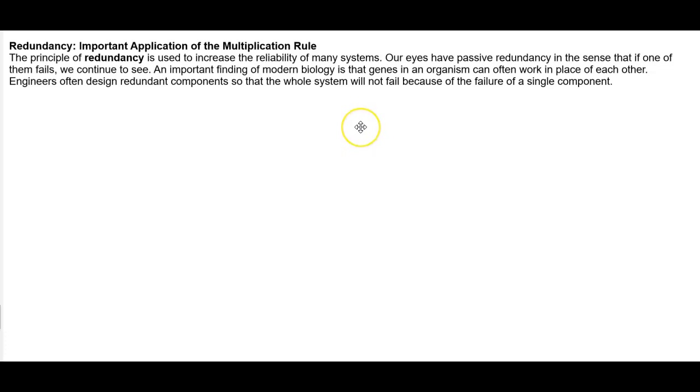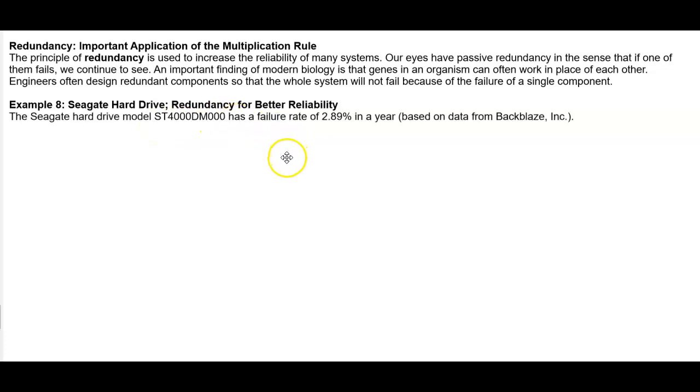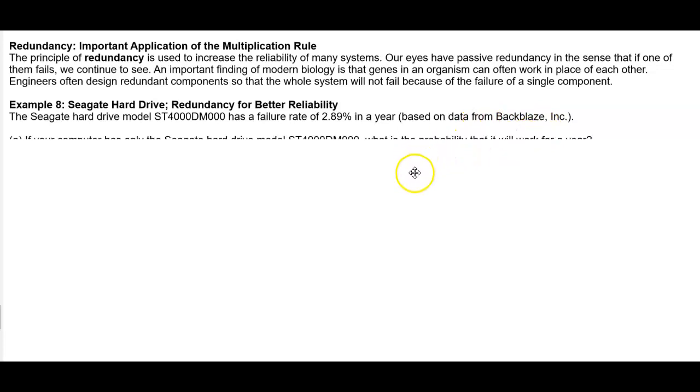Engineers often design redundant components so that the whole system will not fail because of the failure of a single component. So for example, a Seagate hard drive, redundancy for better reliability. Now, the Seagate hard drive model ST4000DM000 has a failure rate of 2.89% in a year. This is based on data from Backblaze Incorporated.